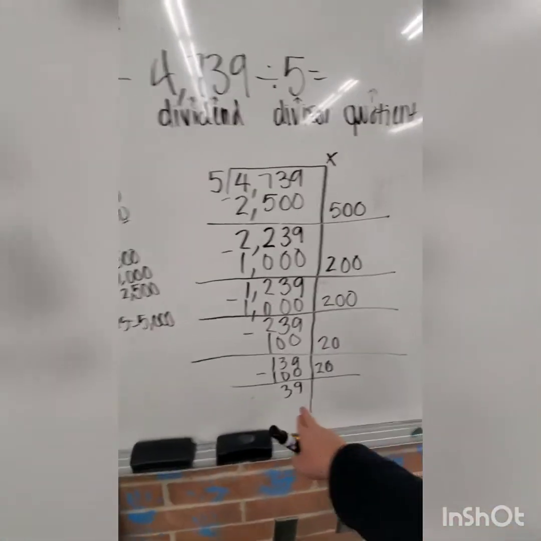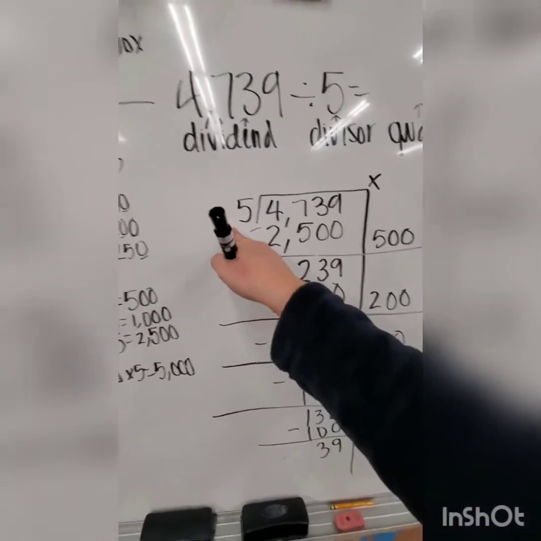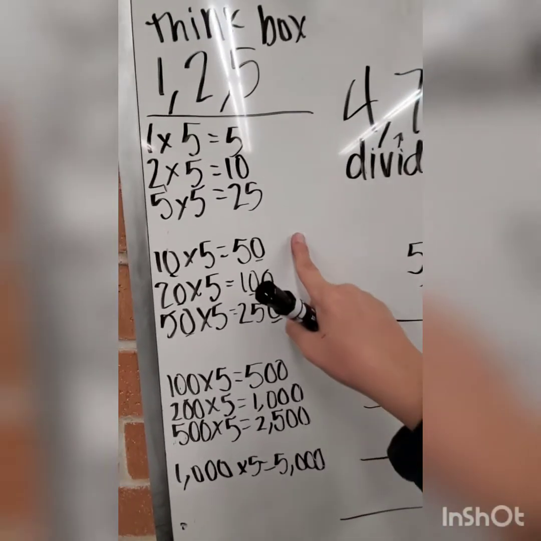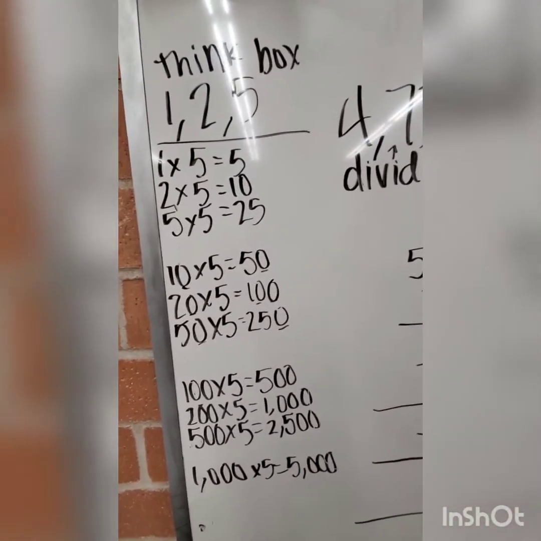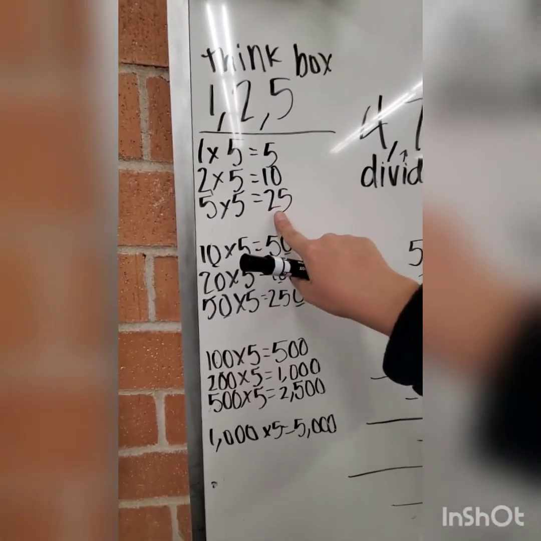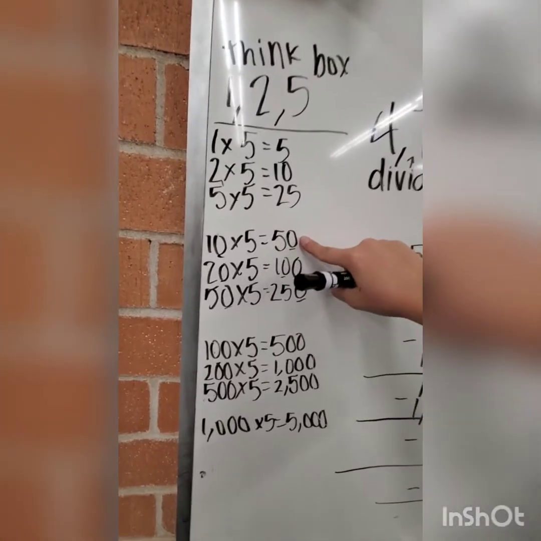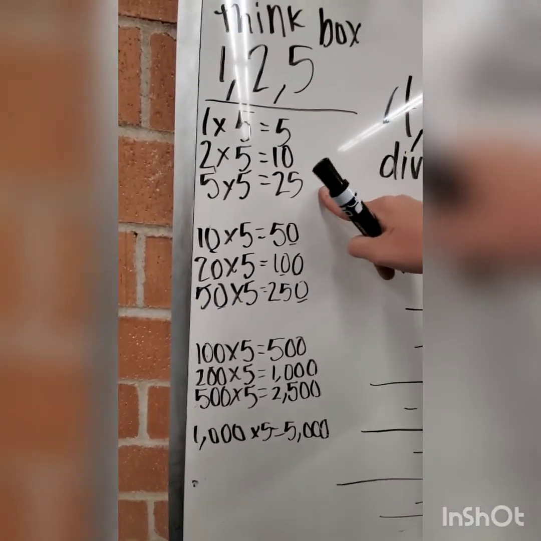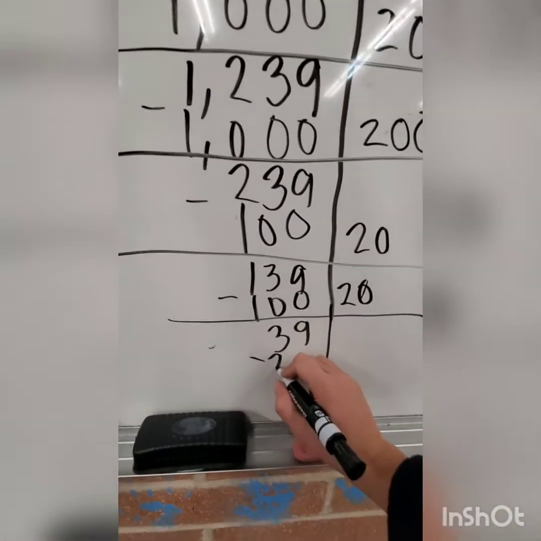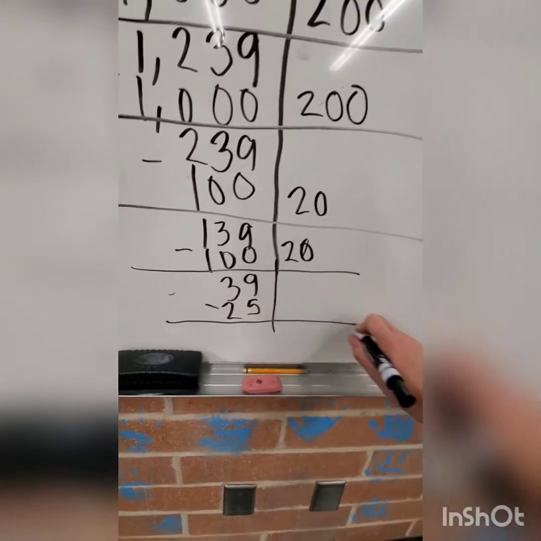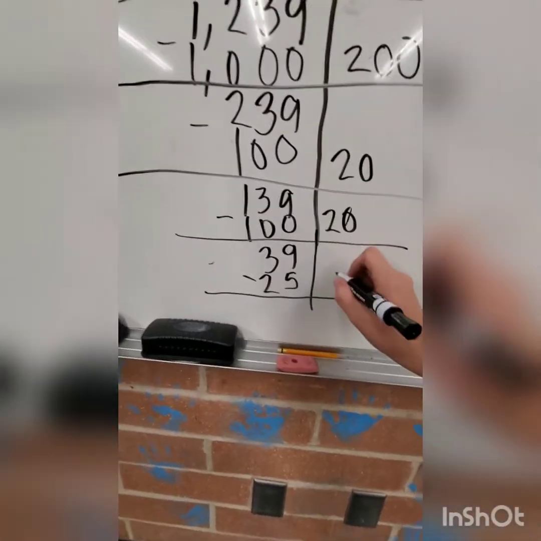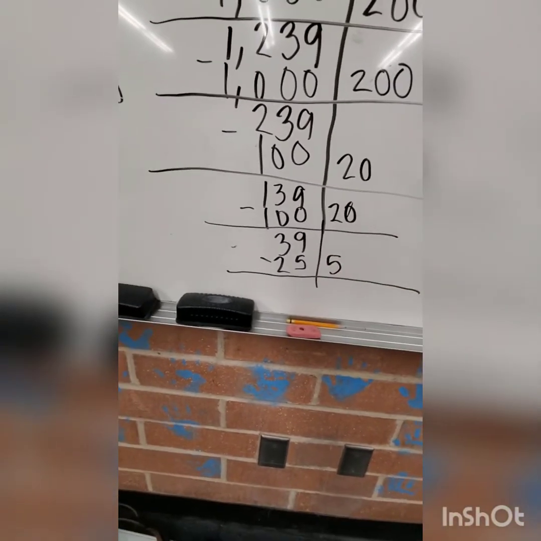I can keep going because I can still divide by 5. So my next partial product, or my next product that's close to 39 but not over it is 25, because 50 is more than 39. 25 is very close to 39 but doesn't go over it. So I'm going to put 25. I'm running out of room. All right, 25. I'm going to put my partial quotient. 5 times 5 is 25.